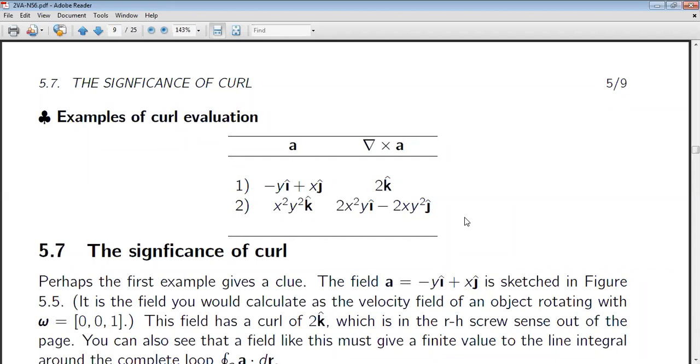minus 0, plus j cap, del/del z of 0 is 0, minus, 0 minus twice x y squared, plus k cap, del/del z of 0 minus 0. So finally the result is 2x squared y i cap minus 2xy squared j cap.